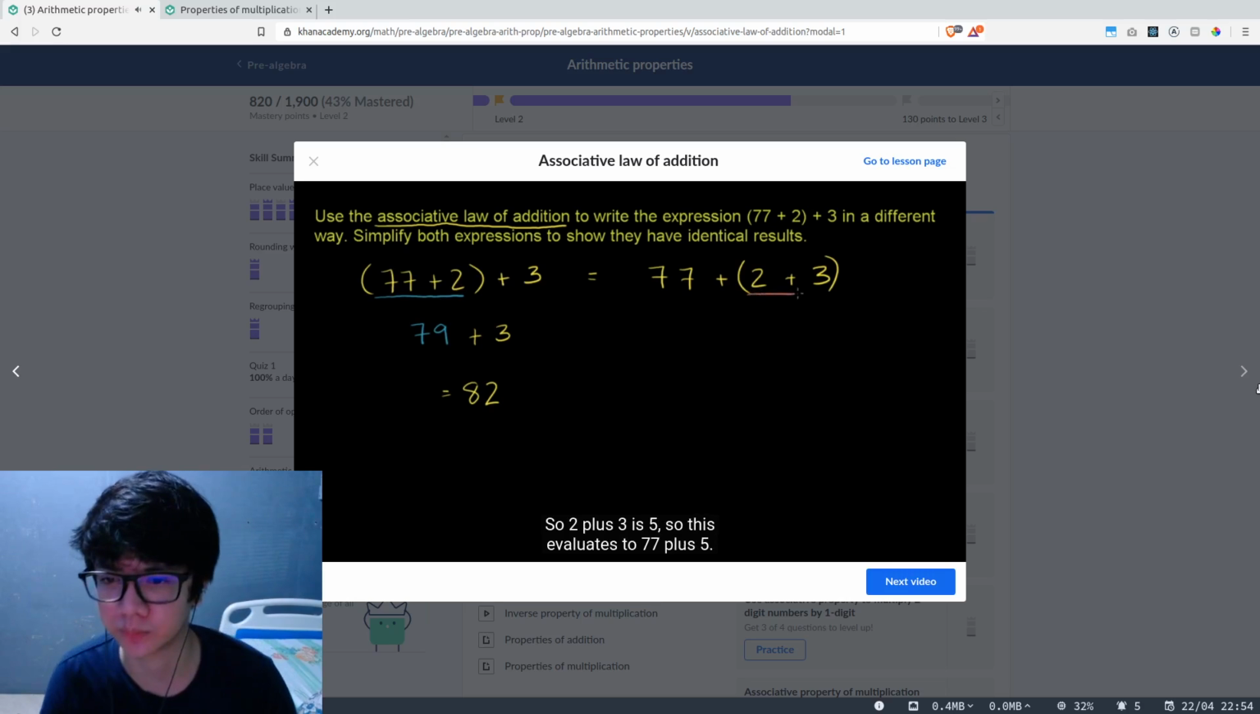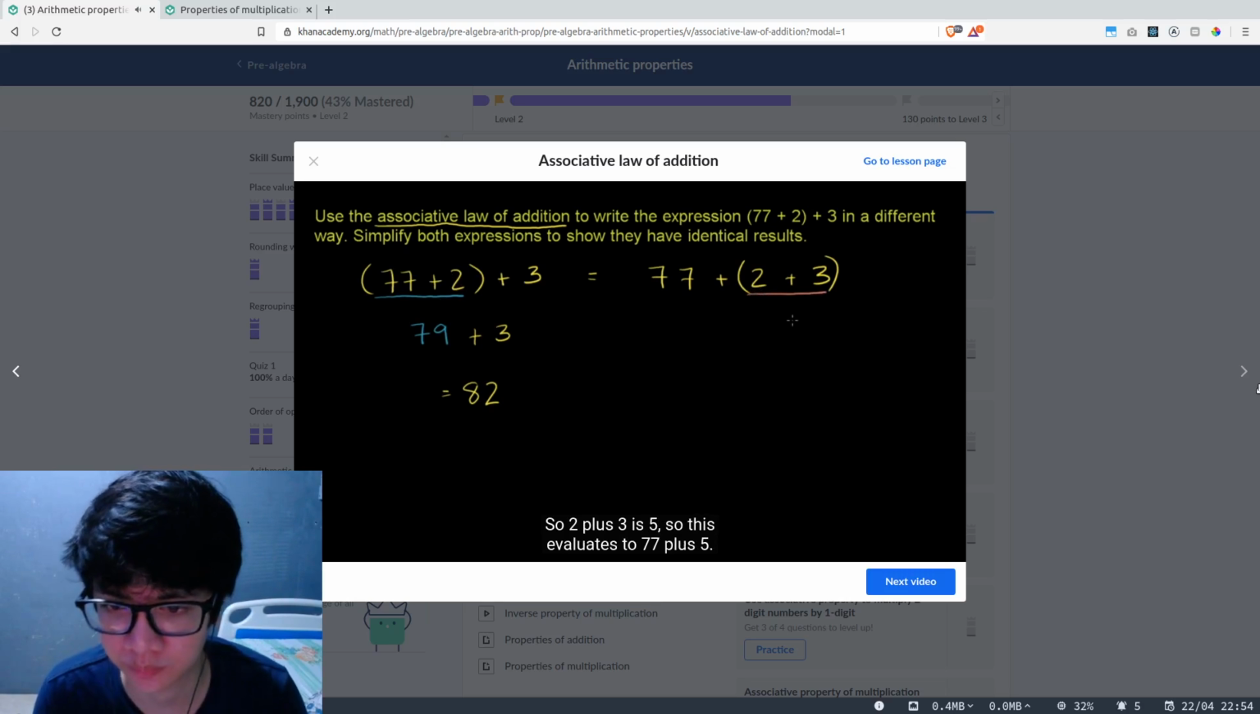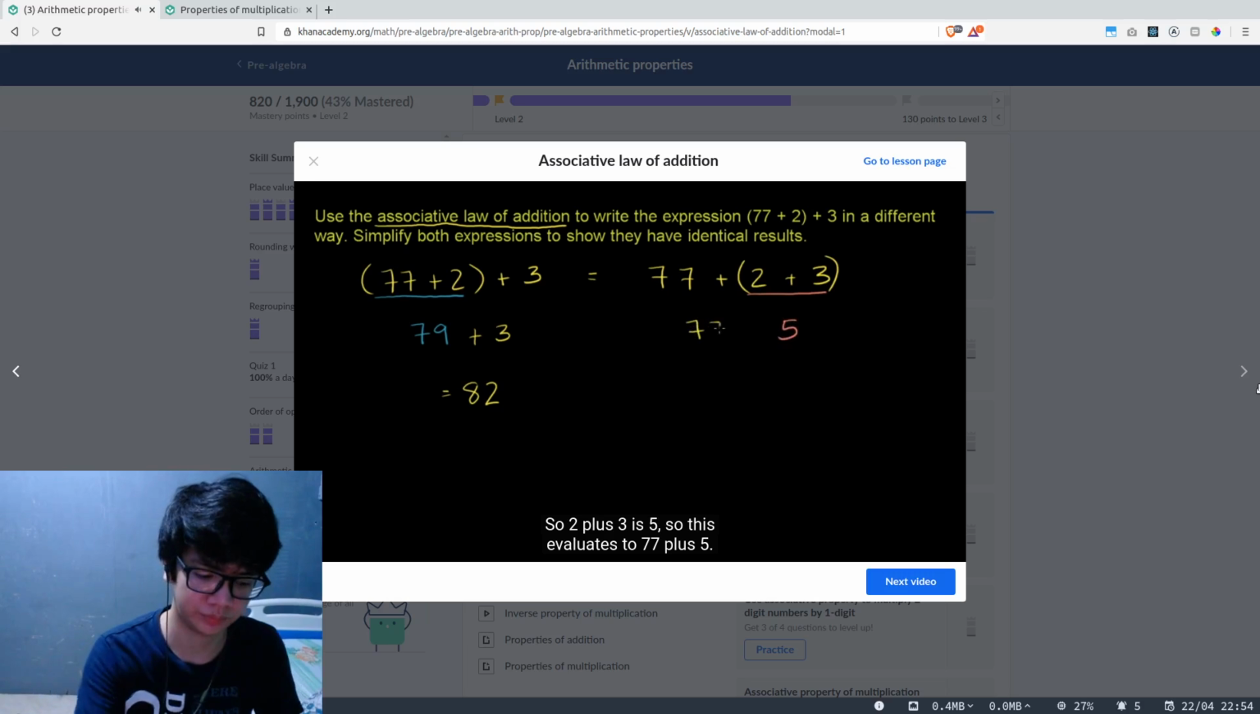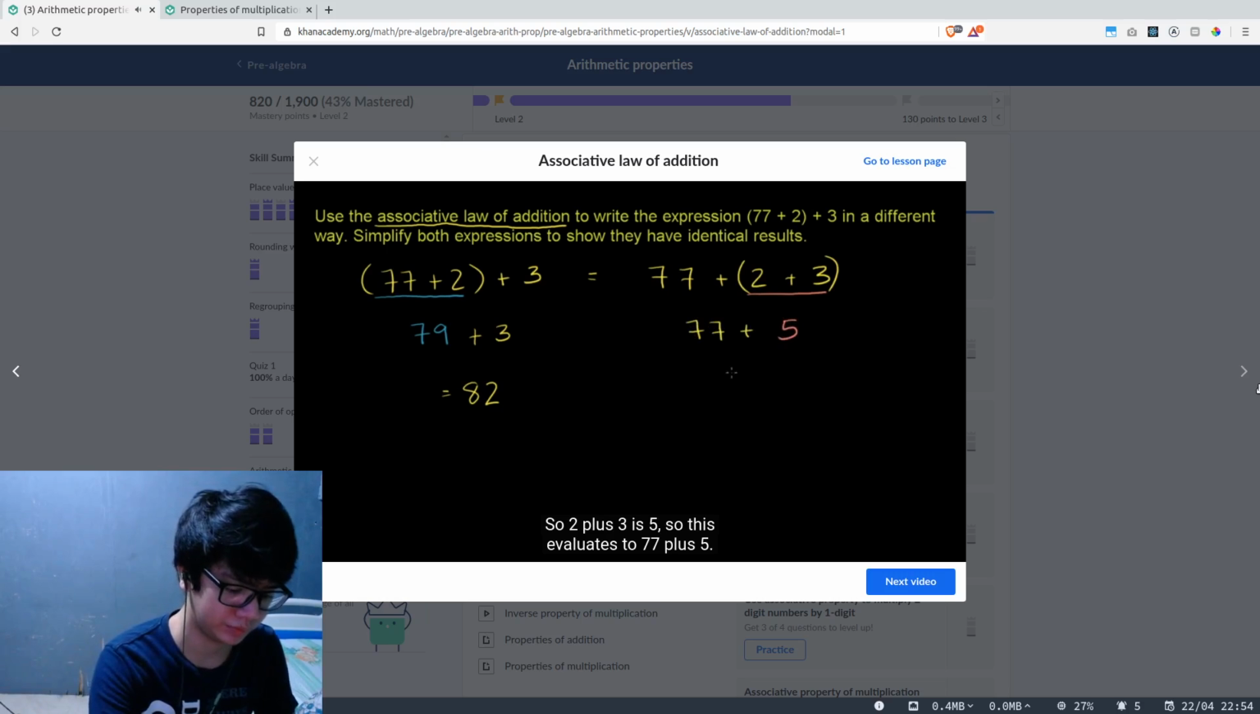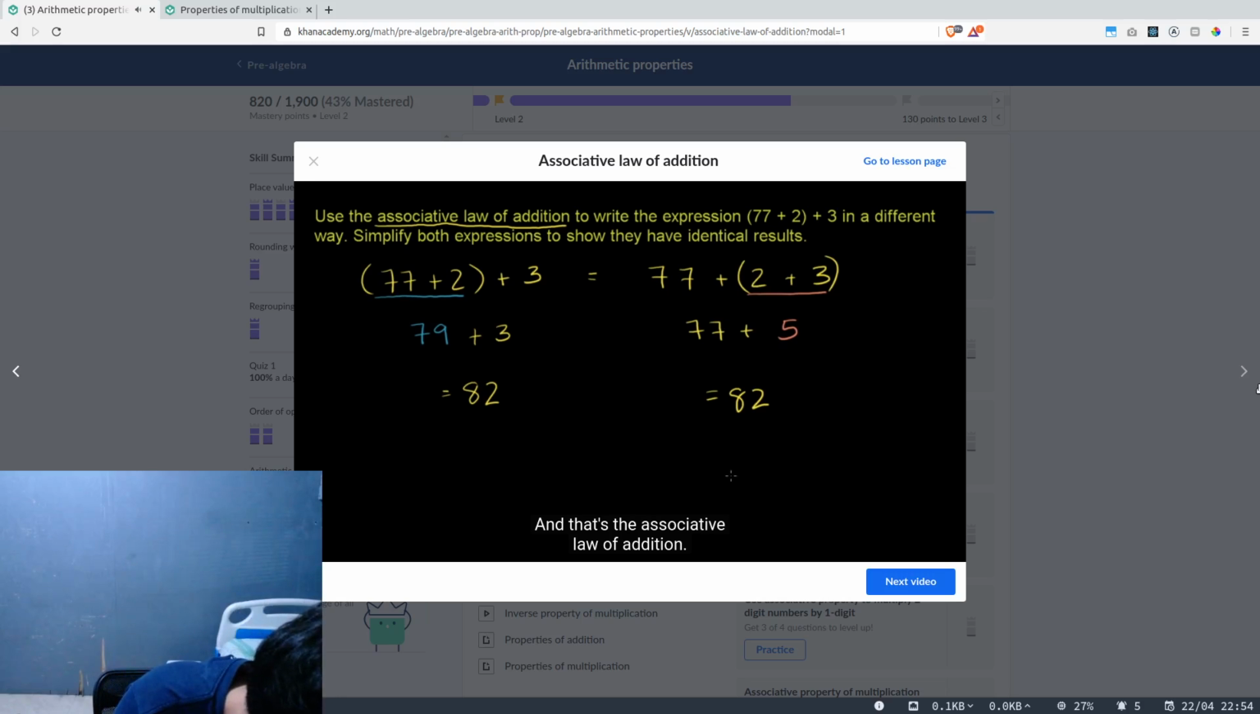So 2 plus 3 is 5. So this evaluates to 77 plus 5. And 77 plus 5, once again, is 82. So it doesn't matter how you associate the numbers. Either way, you get 82. And that's the Associative Law of Addition.